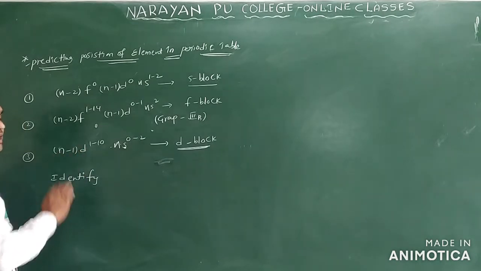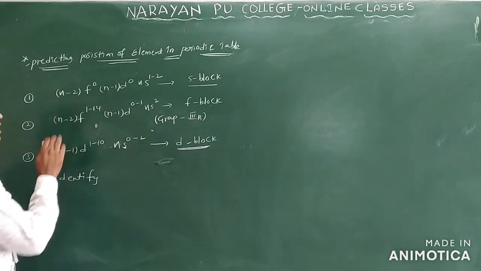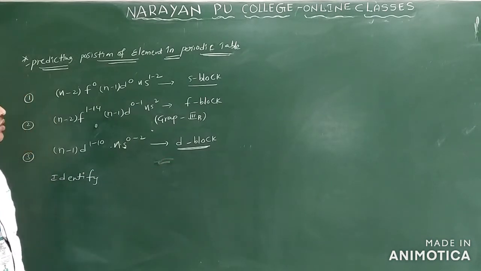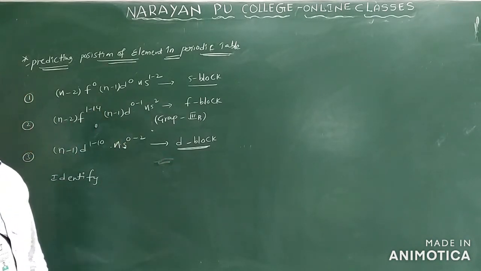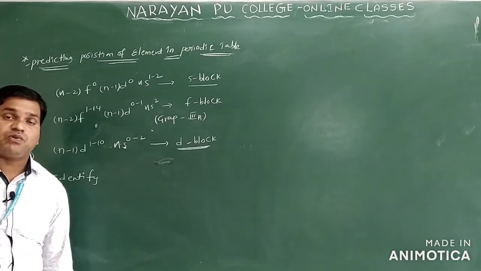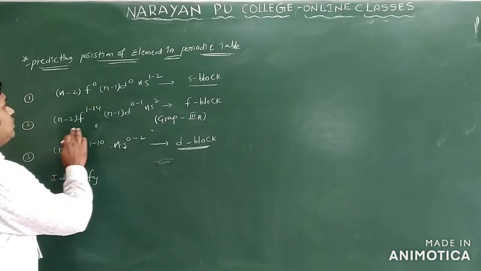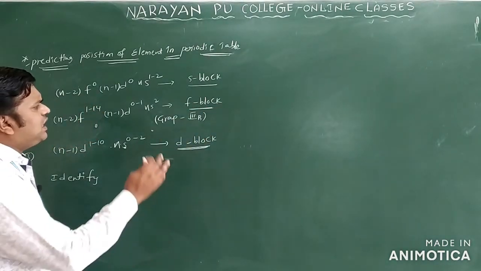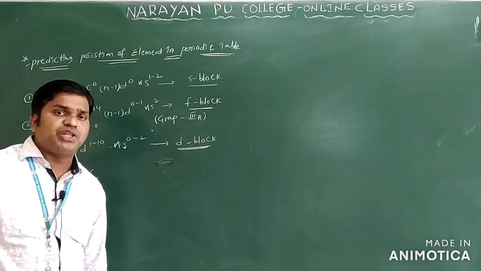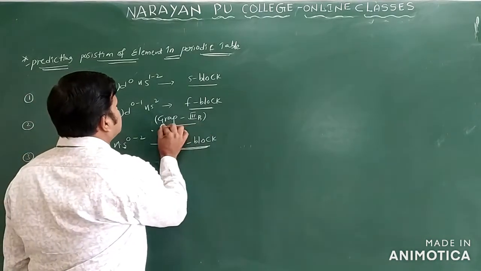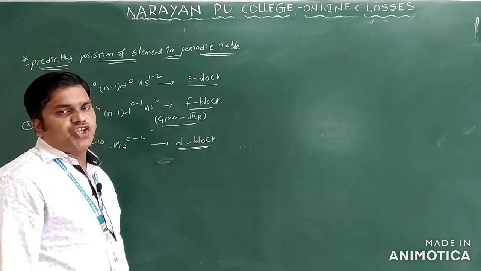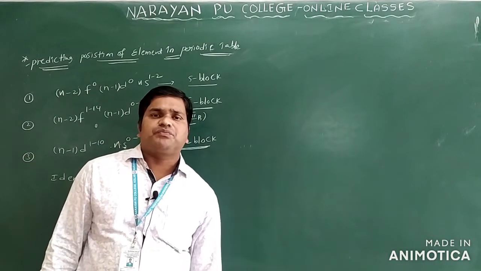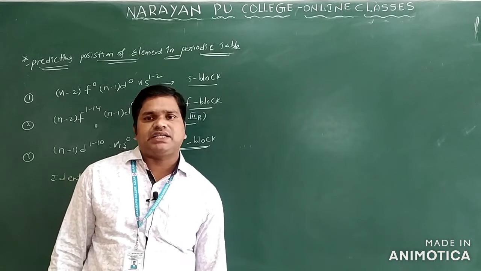Suppose the configuration is like this: (n-2)f1 to 14, (n-1)d0 to 1, ns2. If you see the configuration like this, this is the general electronic configuration of the f block element. Generally f block elements belong to which group in the periodic table? They belong to group 3B only. F block elements have two series, 5f series and 4f series. 4f means lanthanoids, 5f means actinoids only.